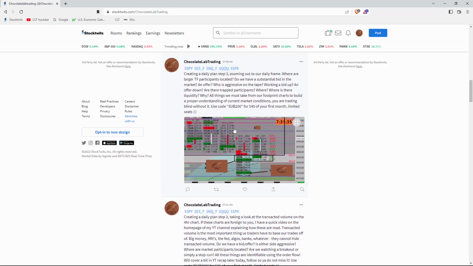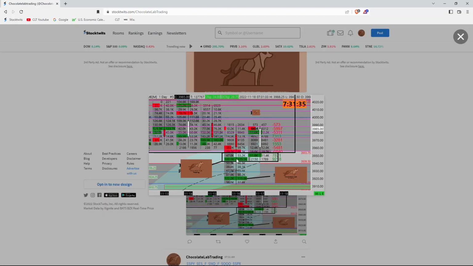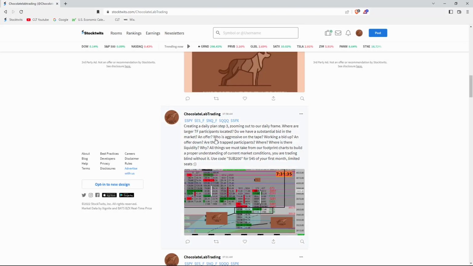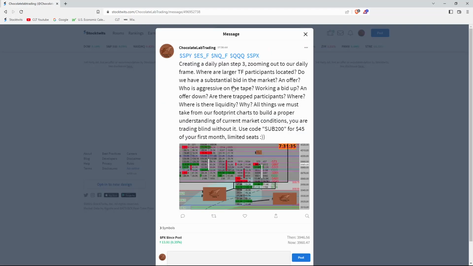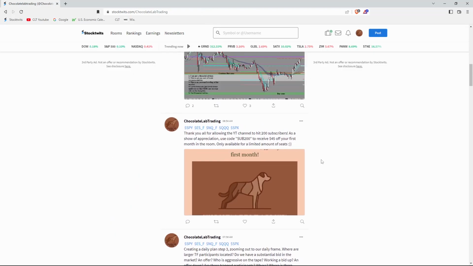But so from there, I go to my daily chart, and it's just the same thing, right? I'm looking at the order flow and seeing what do I have here? Where large time frame participants are located. Do we have substantial bid or offer in the market? Do we have someone who's aggressive on the tape? Are they trying to walk a bid up, walk an offer down? Are they jumping up or down on the tape? Where are trapped participants? Where is their liquidity? Why is there liquidity there? All things that we could take from our footprint charts.